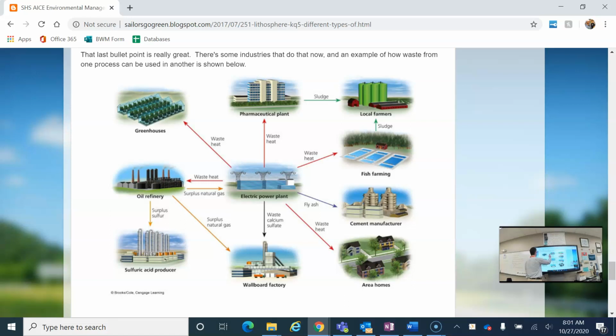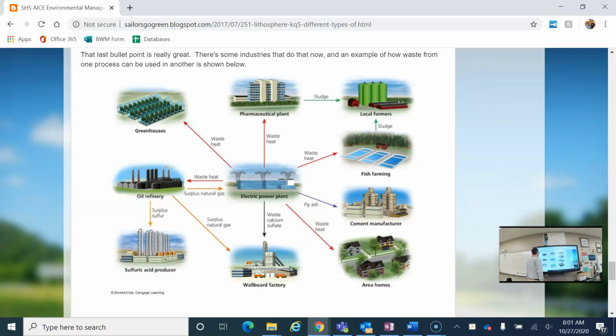What can you use it for? You can use it for a greenhouse. You could use it to help run your oil refinery. You can use it for heating up area homes. So you have this heated water that usually is just dumped back into the ocean, but hot water is huge for different things. We can just pump that out and basically reuse it.